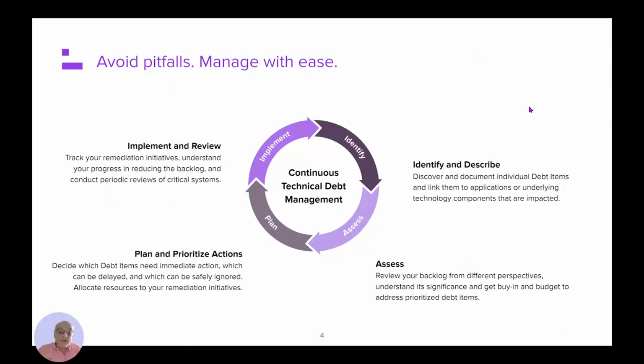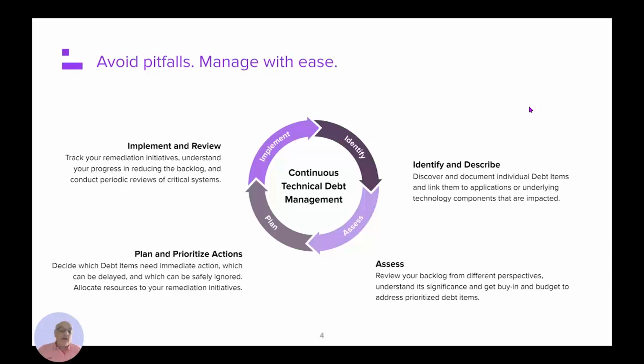It starts with identifying it, looking across your IT estate and understanding where you've got some debt, and then identifying those debt items and describing them. That allows you to assess the debt, decide which things you can safely ignore, which things you can delay for a bit longer, and more importantly, perhaps identify those items that you need to address immediately. And of course, having decided you're going to do something about it, it's vital that you actually do.